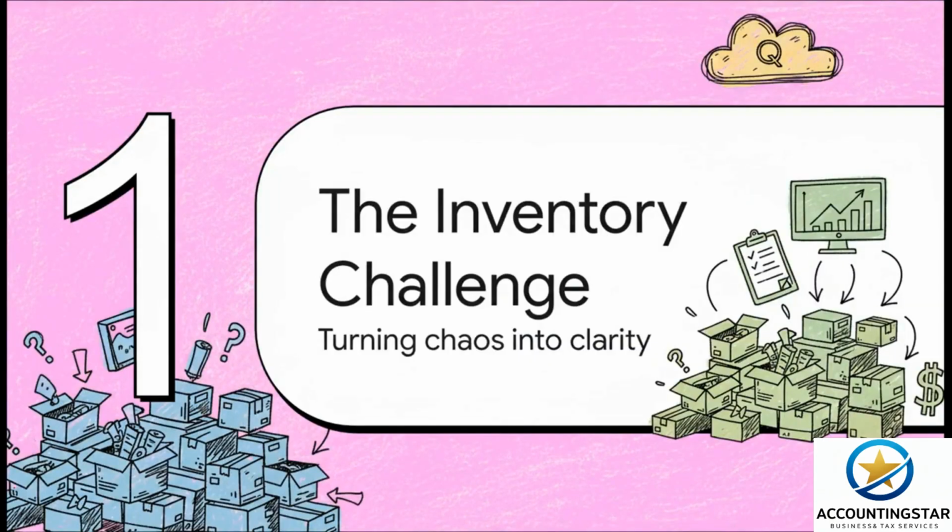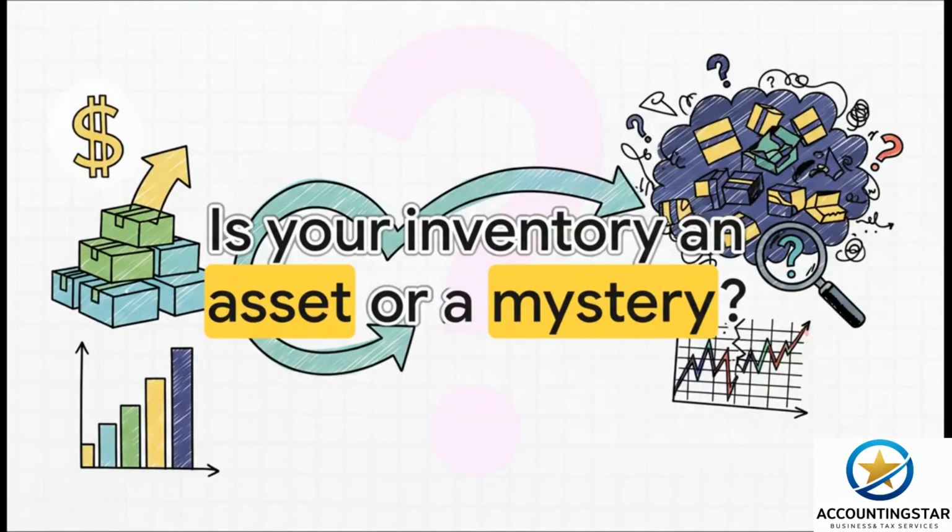So, let's kick things off with a feeling that I bet a lot of you know really well. That chaos of trying to track what you've got versus what you've sold. You know, it's that constant juggle between spreadsheets, maybe a few notebooks, and just what you think is sitting on the shelf. And honestly, it can lead to some major headaches. So I gotta ask you, is your inventory a reliable, valuable asset? Or is it kind of a complete mystery? Because the stakes here are actually pretty high.